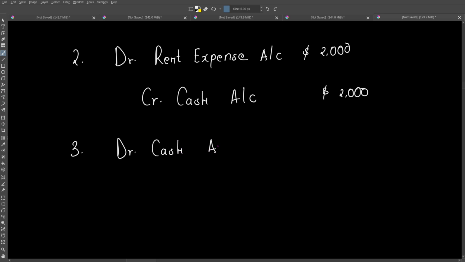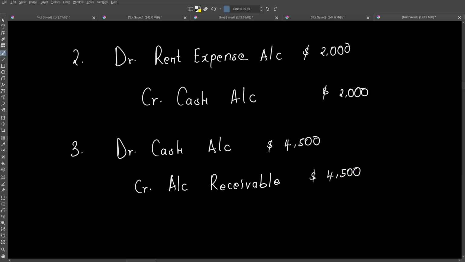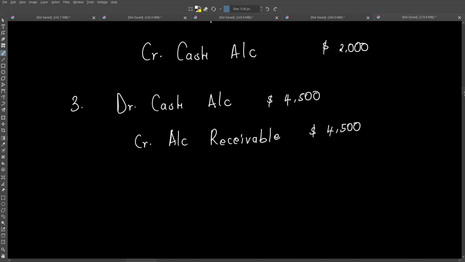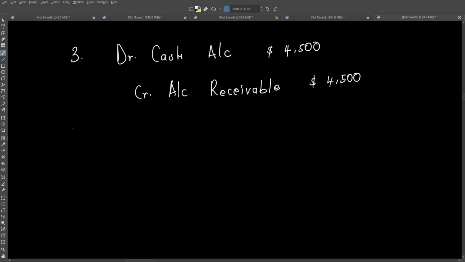So what are we going to do? We are going to debit cash account an amount of 4,500, and on the other hand, we are going to reduce the account receivable. The account receivable, this is the one we hold for customers who we are expecting them to pay us. Okay, so we are going to reduce it because now they have paid us. So we are going to debit cash and credit account receivable.